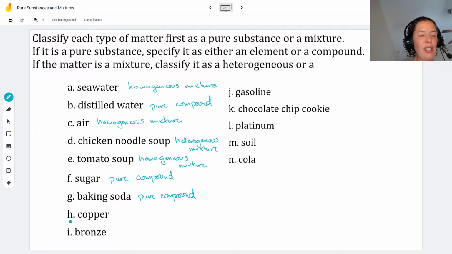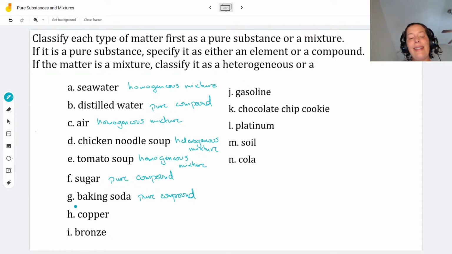Okay, so H is copper. Oh, that's very much like my little copper ball here, right? So copper, pure substance or mixture? Well, copper is a pure substance. Is it an element or is it a compound? Well, you can find copper on the periodic table. Its atomic number is actually number 29. It's kind of in the middle there.